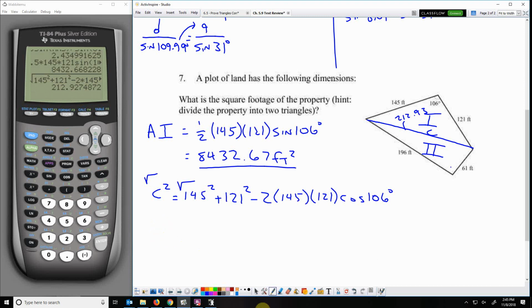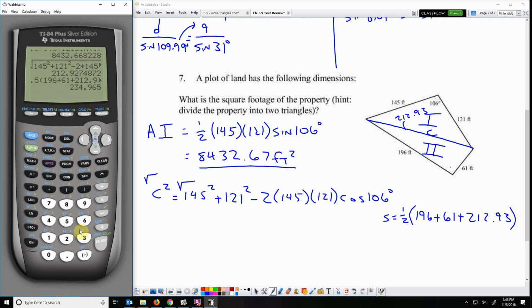Okay, so I have to find this semi-perimeter. So that's half of 196 plus 61 plus 212.93. So I get 234.965.